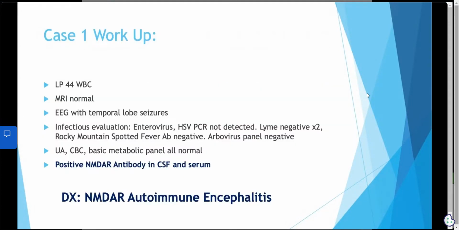So our patient's evaluation, when he returned, demonstrated 44 white blood cells in his CSF on his lumbar puncture. His MRI was normal, but his EEG was consistent with temporal lobe seizures, as I demonstrated in that initial video. He had an extensive infectious workup, which was negative, and basic laboratory studies that were all normal. His CSF and serum eventually came back positive for NMDA receptor antibodies, and he was given an official diagnosis of NMDA receptor autoimmune encephalitis.